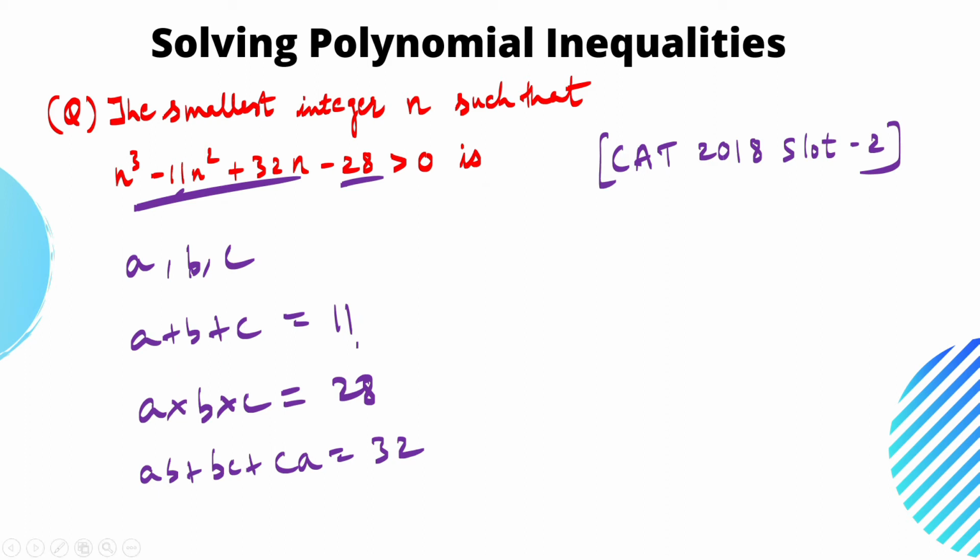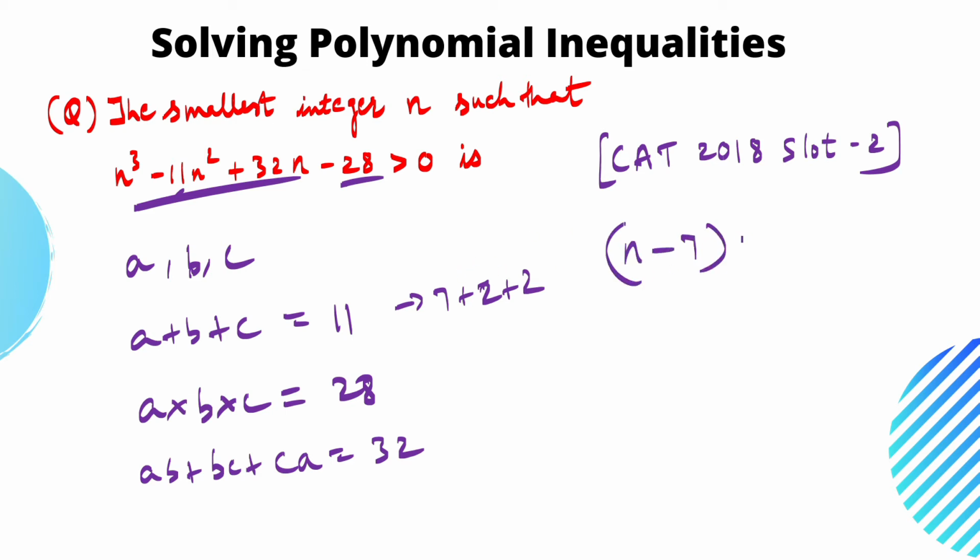11 and 28. If we take 7 plus 2 plus 2, right? 7 plus 2 plus 2, this will be 11. The sum is 11, whereas the product is 7 into 2, that is 14, 14 into 2, this is 28. So this is a possible value set. Okay.